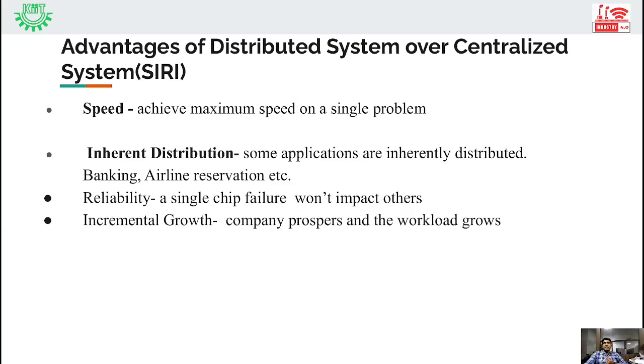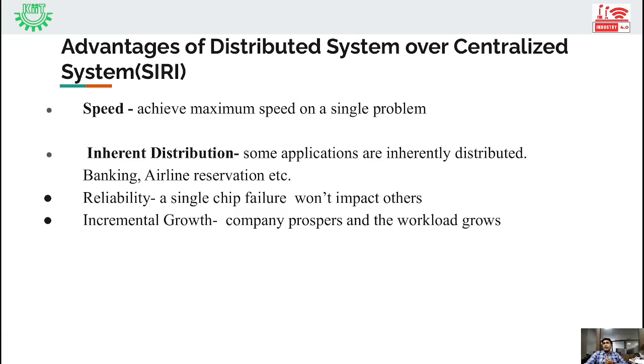Some other advantages of distributed systems over centralized systems are reliability. In a normal computer, if, let's say, the RAM fails or the CPU fails, the total computing resource fails. Whereas in distributed computers, by distributing the workload over many machines, a single chip failure will bring down at most one machine, leaving the rest of the machines intact.